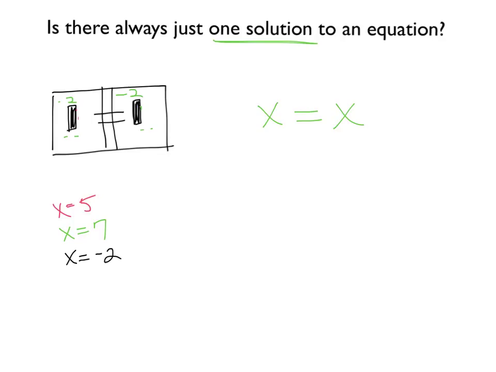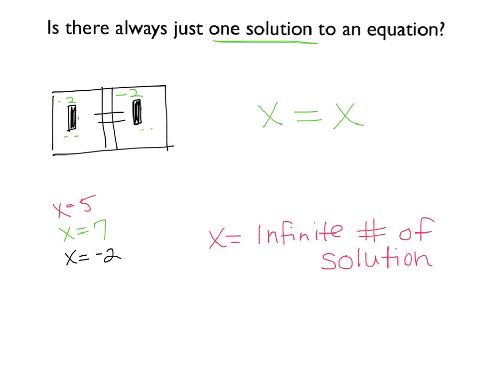You can actually put any number in for x, and this equation will work. So the answer to an equation like this, we're always going to write, is there's an infinite number of solutions. What that means is every possible number can work. So there's an infinite number of solutions.